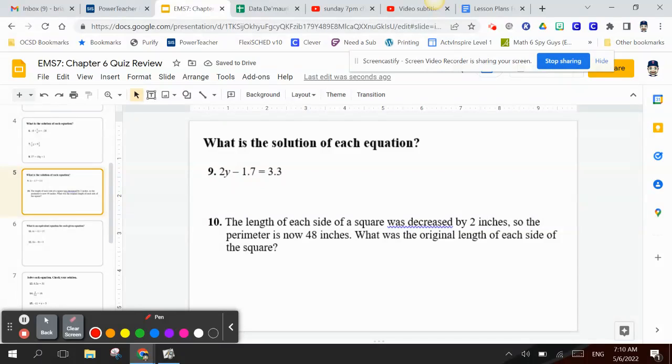Number 9, I have 2y minus 1 7/10 equals 3 3/10. So again, to get my variable by itself, I do the opposite, and I add 1.7 to both sides. This leaves 1.7 minus 1.7 is 0, so I'm left with 2y equals 5. I then divide each by 2 to get y equals 2.5. And if you want to write that as a decimal, that's fine too.